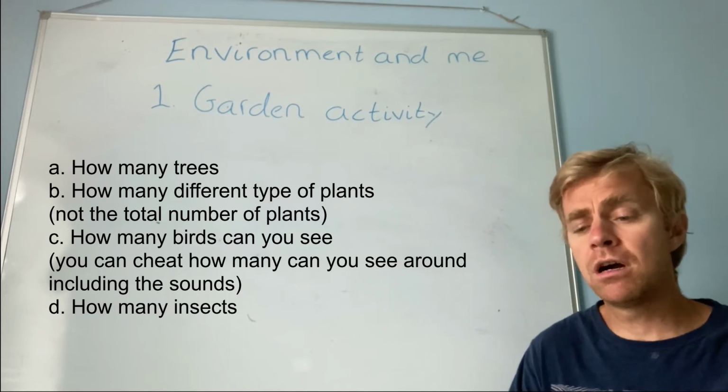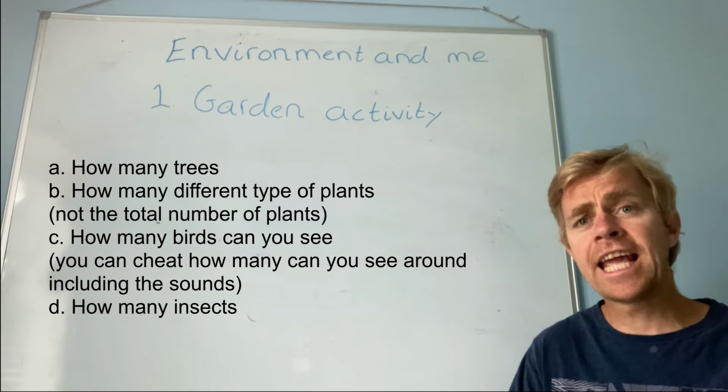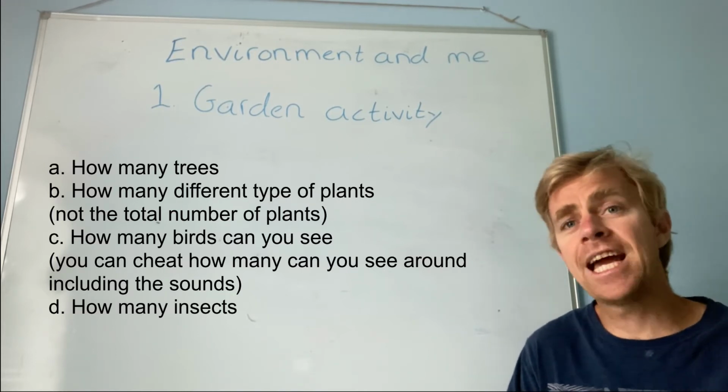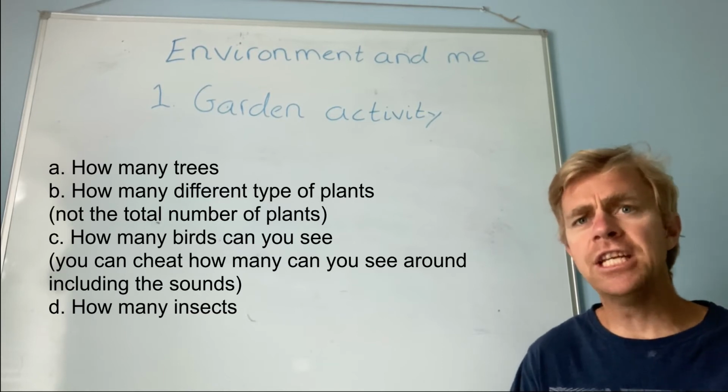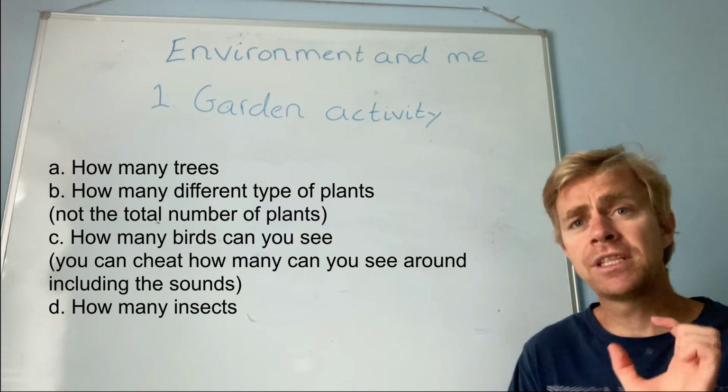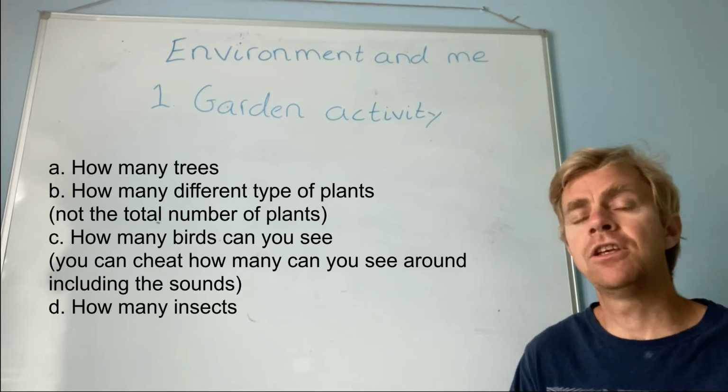So actually, if you're sitting in your garden, just take the time to listen. Can you hear them in the trees nearby? They're allowed to count. And then also count the insects. Now if you see two different types of bumblebees, that counts as two insects, because I'm after the different types of species that you can see.